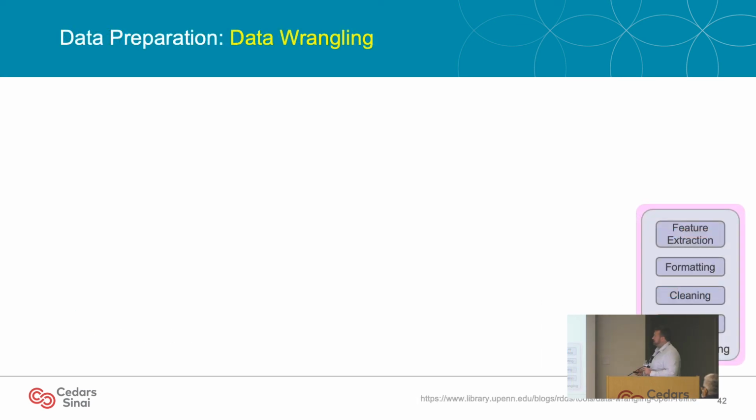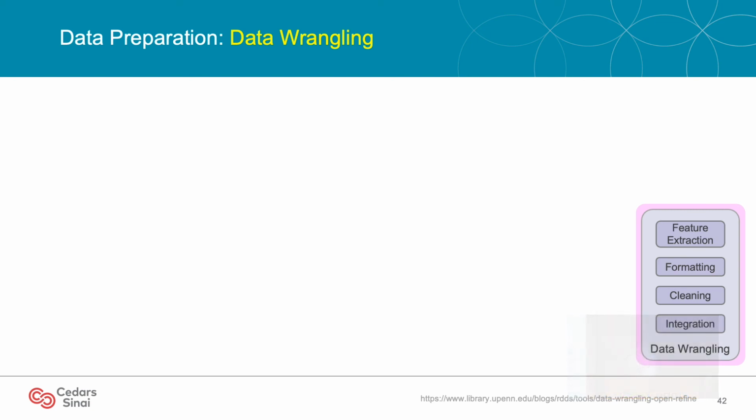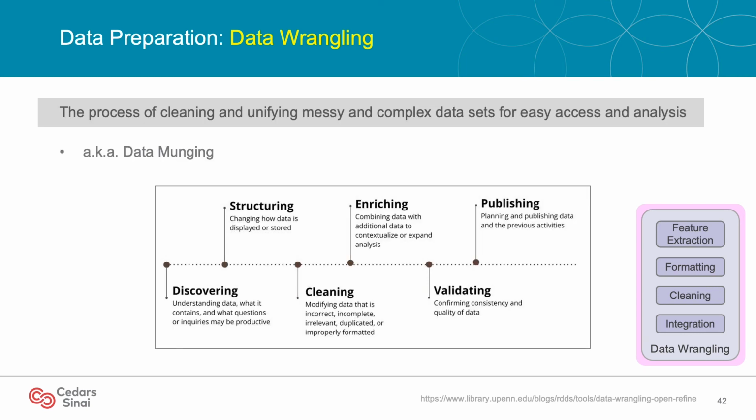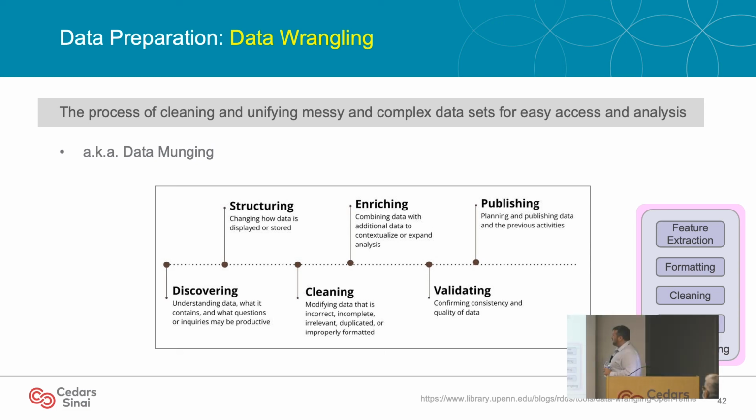Data wrangling. So we're moving on in data preparation. This whole area of data wrangling is the process of cleaning and uniting messy and complex data sets for easy access and analysis. It's also known as data munging. So this is something you can do whether you're doing machine learning or not. If you are collecting data and trying to make it available to researchers here at this institution, you might have a whole team dedicated to data munging, just gathering the data, cleaning it, getting it ready to be accessed and analyzed.